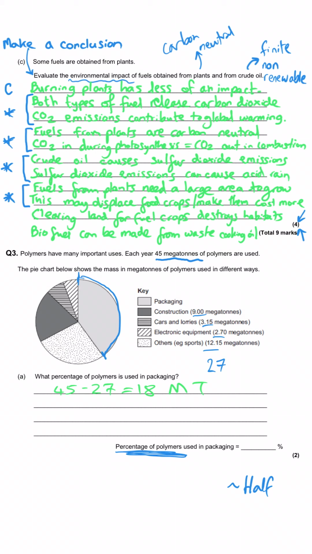So if the total is 45, whenever you're doing a percentage, the percentage is the thing that you're wanting to find out, which is 18, divided by the total, which is 45, and then to turn it into a percentage, we need to multiply that by 100, which, when you put that into your calculator, gives us 40%. And so that was a 2-mark question. If you'd messed up earlier on and you'd not quite got the right number of megatons, but then you'd carried on and you'd got the percentage correct, that's how you could get 1 mark instead of 2.